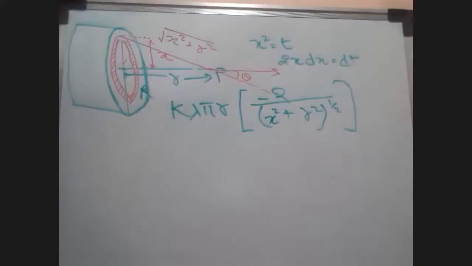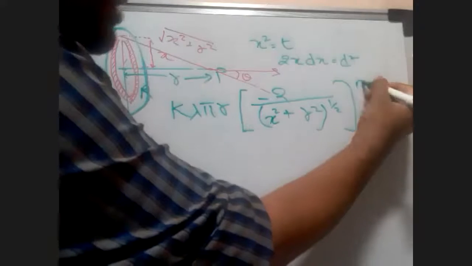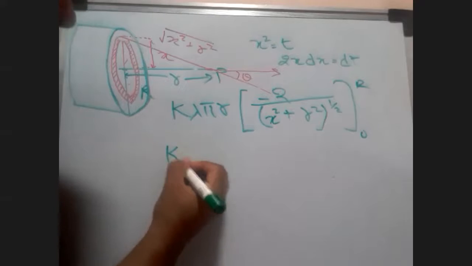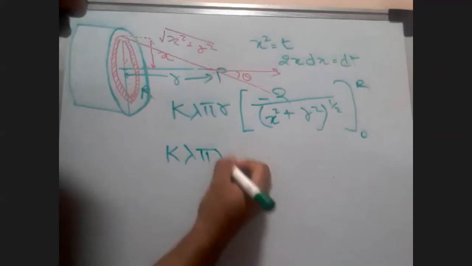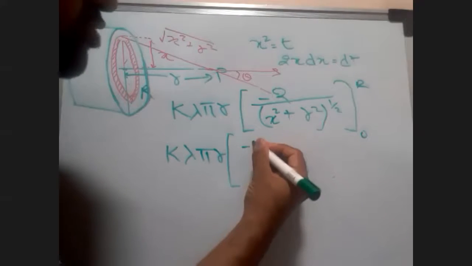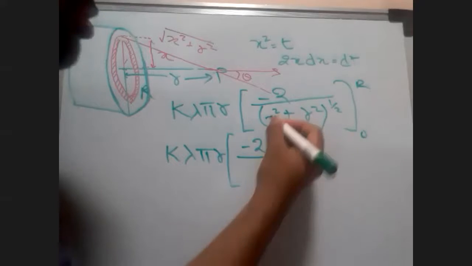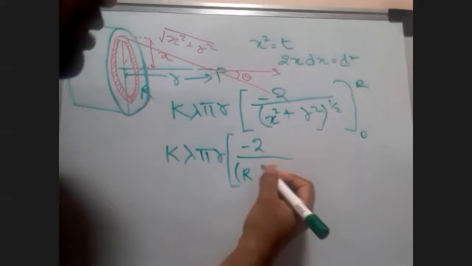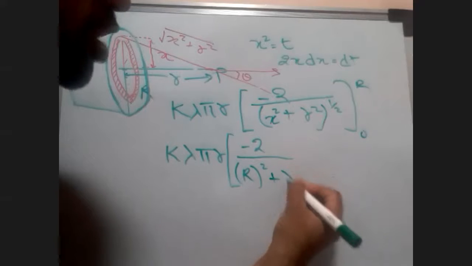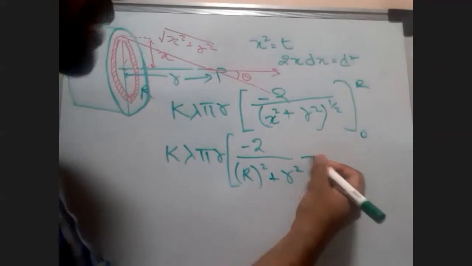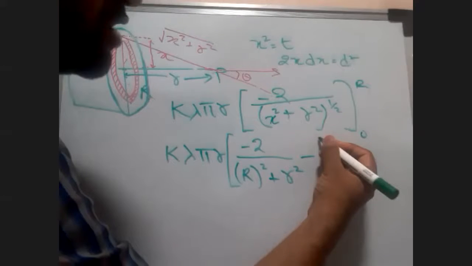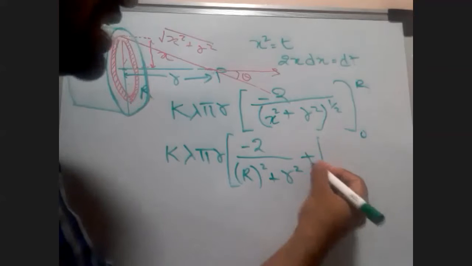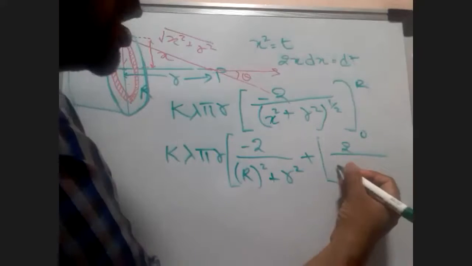x square plus r square. So now I will just substitute it. That's it. So simple. That is k lambda pi r, minus 2 upon what is x square now? R square plus small r square. Minus of minus 2 will become plus 2 upon again.